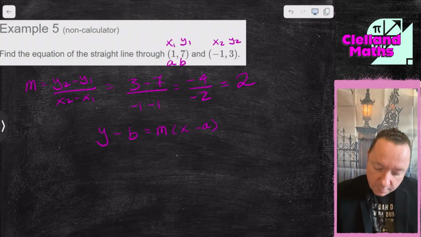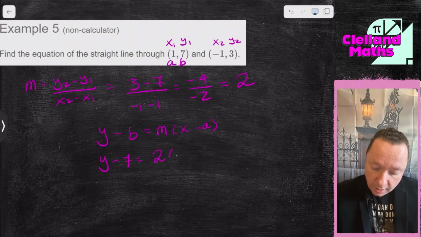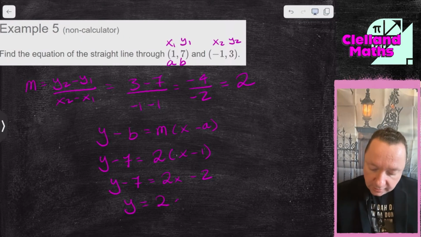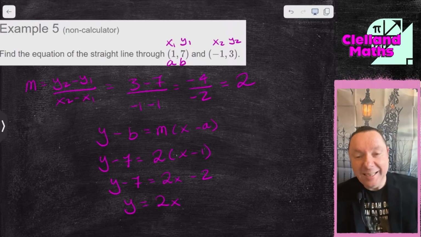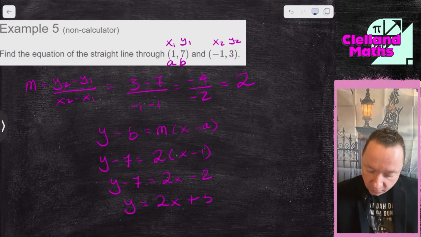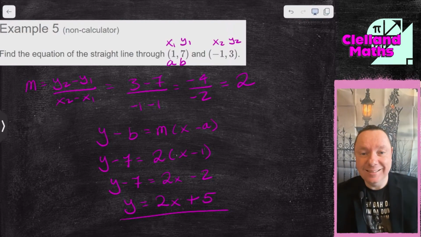Subbing in my numbers, y minus 7 then equals m, which is my 2, times x minus 1. Expand the bracket. I get 2x minus 2. So y is 2x, and take away 2, but I need to add 7 because the opposite of take away is add. So 7 take away 2 is 5, plus 5. And I'm done there.